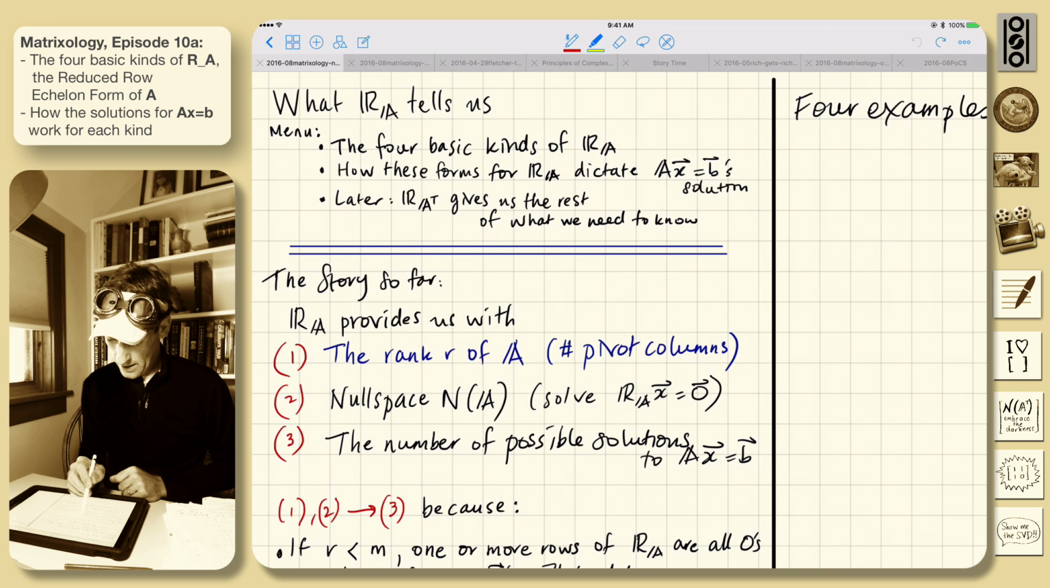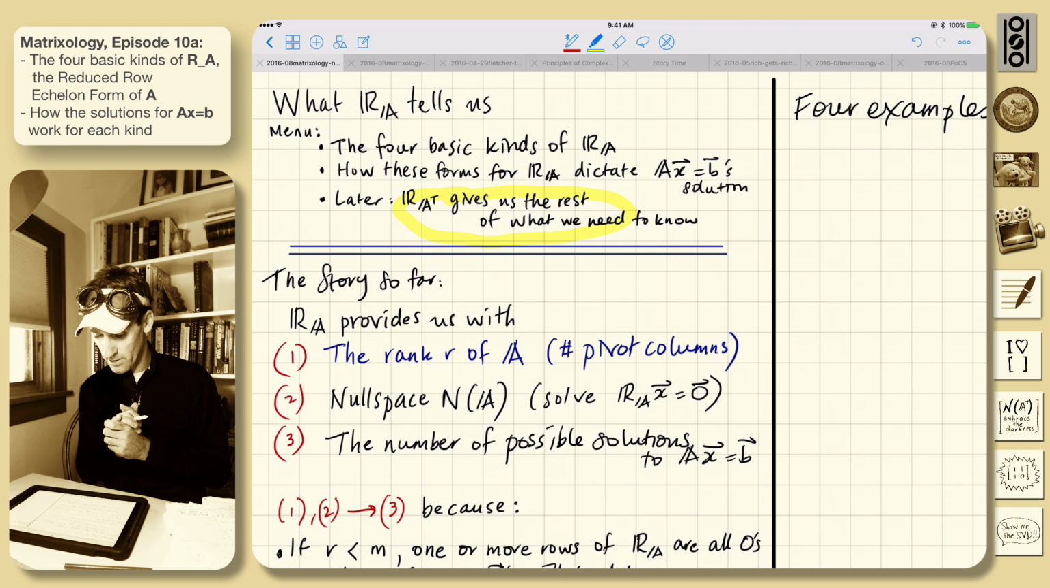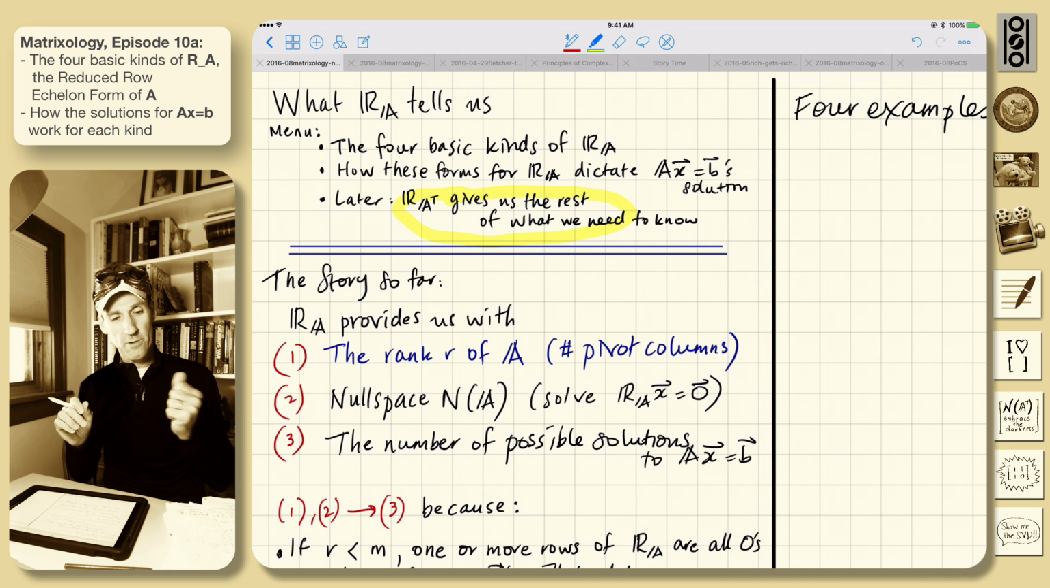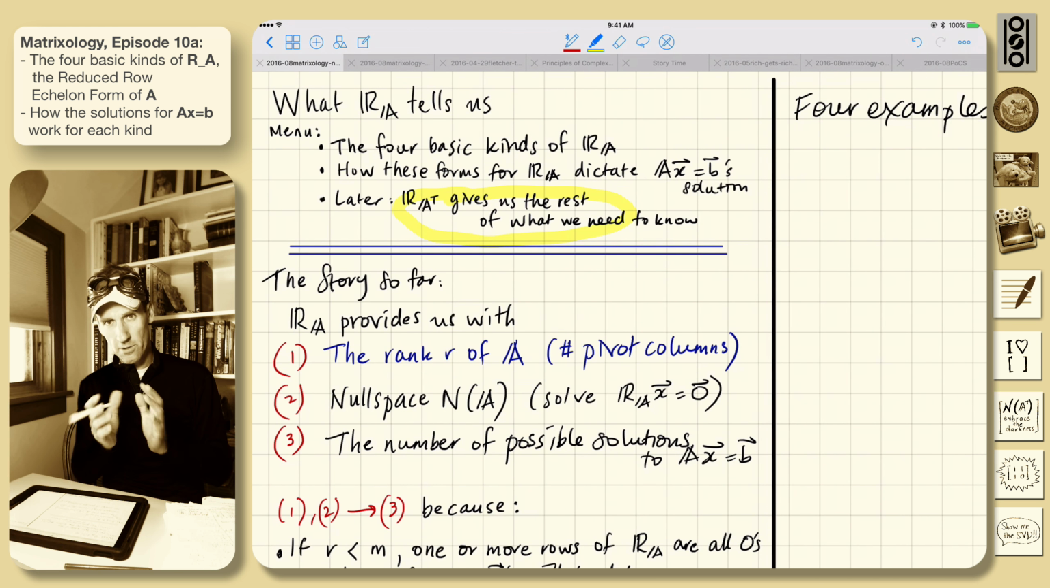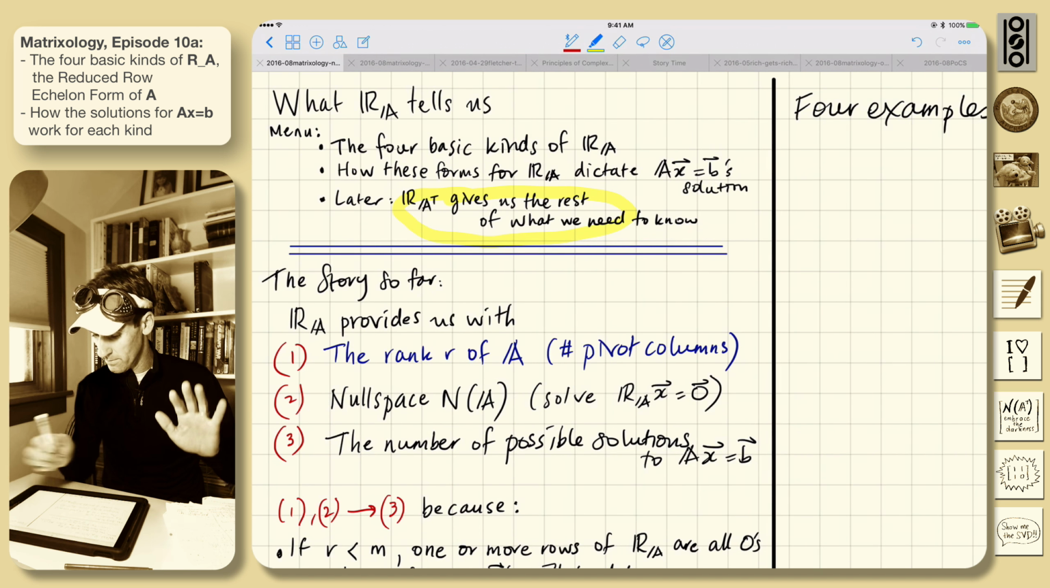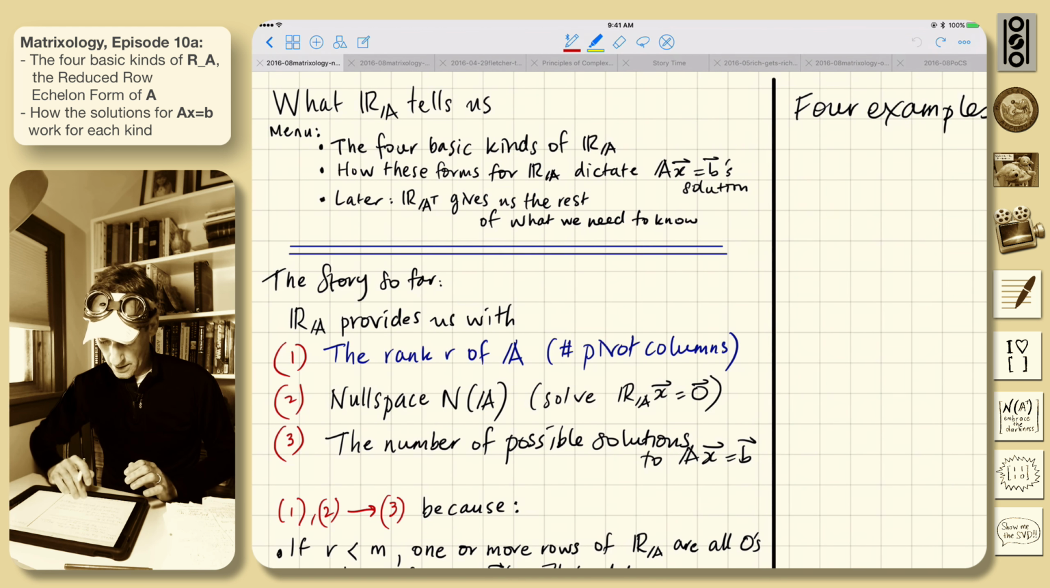Okay. So, and as I said, the reduced row echelon form of the transpose of A, such a simple thing to do, just take a transpose, gives us everything else that we need. Now, just to be clear, we'll come back to this. You have to take the transpose, then perform row reduction on that. You can't just take the transpose of the reduced row echelon form of A. We'll get to that. All right, these are the main things.